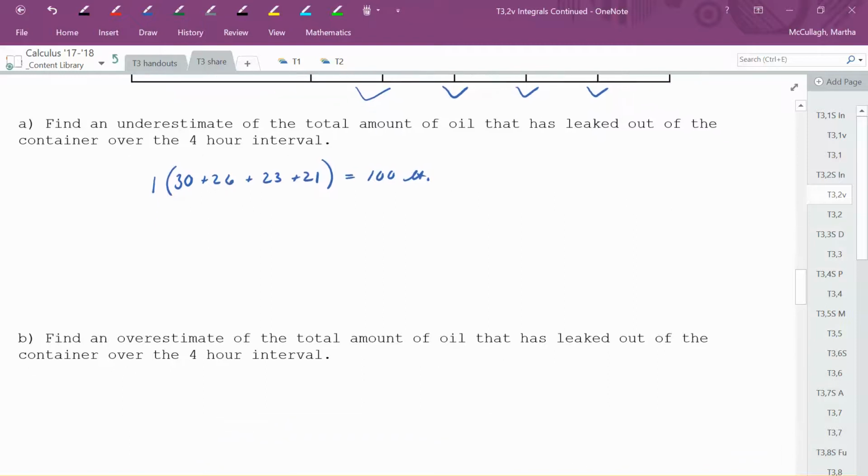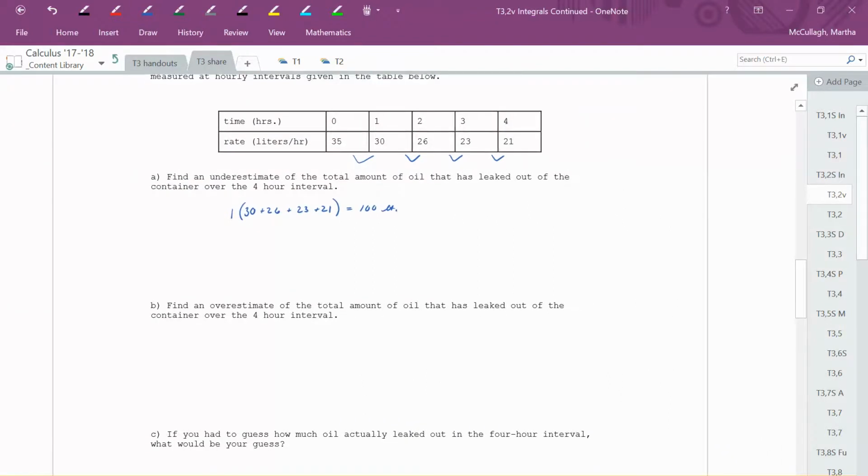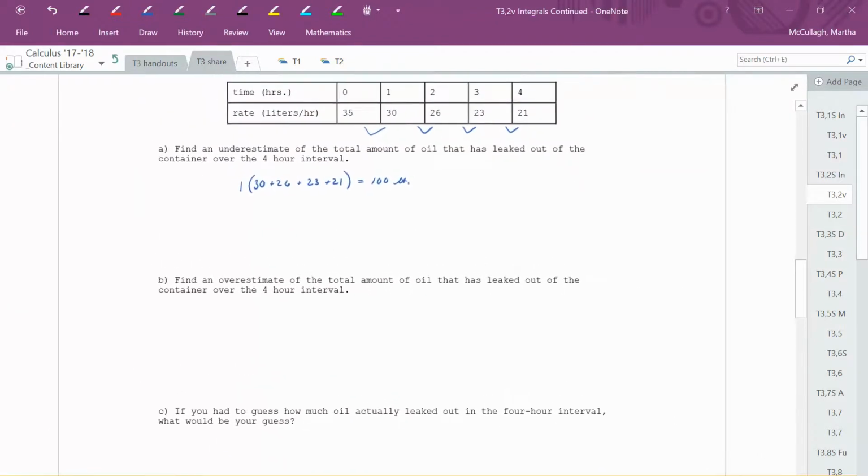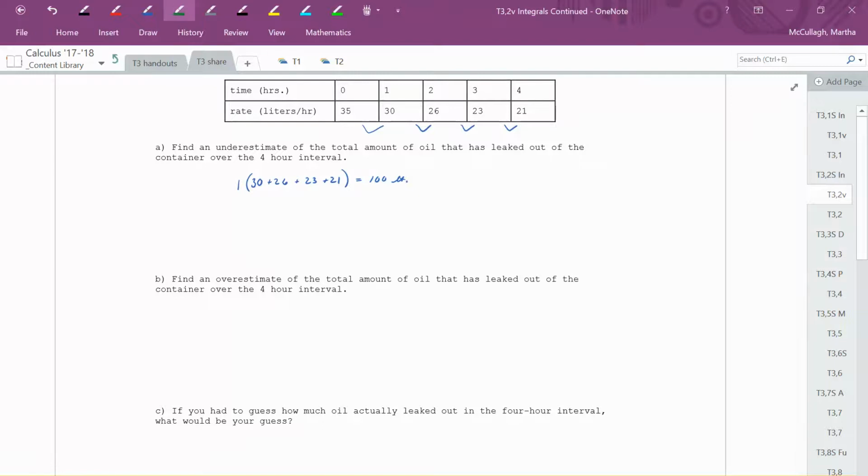My overestimate, I will do similarly. In this interval, I'm going to take the 35. In the second interval, I'll take the 30. In the third interval, I'll take the 26. And in the fourth interval, the 23, multiplied by the width of the interval, which is 1, and I get 114 liters.